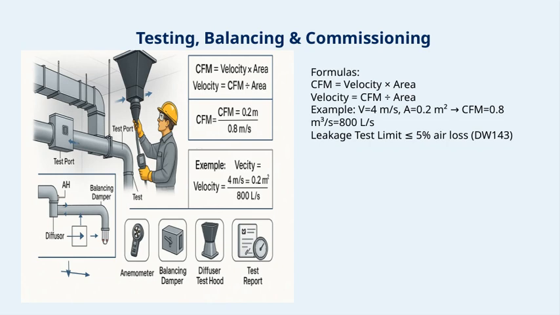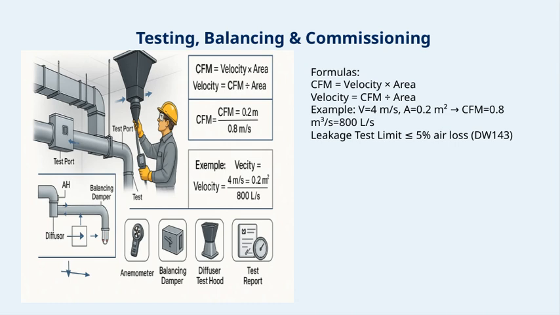Here, understanding some key formulas is essential. First, we have CFM, which stands for cubic feet per minute, and it can be calculated by multiplying the velocity of the airflow by the cross-sectional area. Conversely, if you know the CFM and the area, you can find the velocity by dividing the CFM by the area. For example, if the velocity is 4 meters per second and the area is 0.2 square meters, then the CFM would be 0.8 cubic meters per second, which is equivalent to 800 liters per second. This kind of calculation helps us ensure the system is operating correctly.